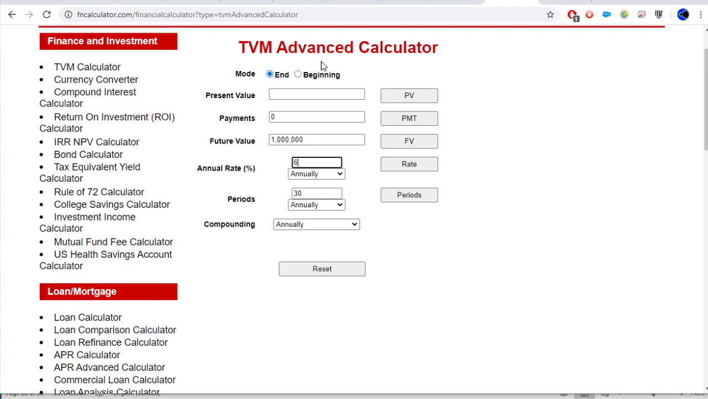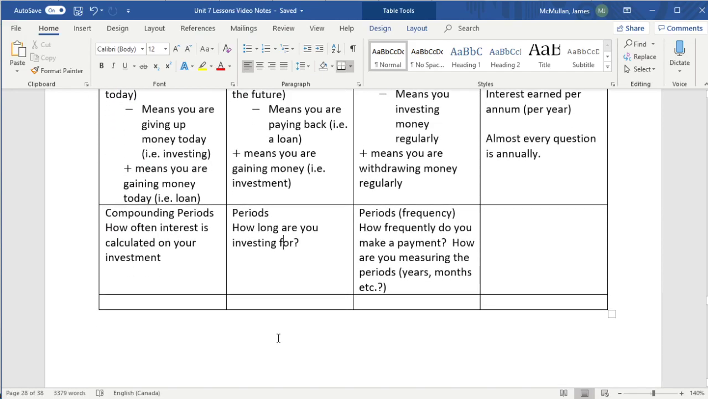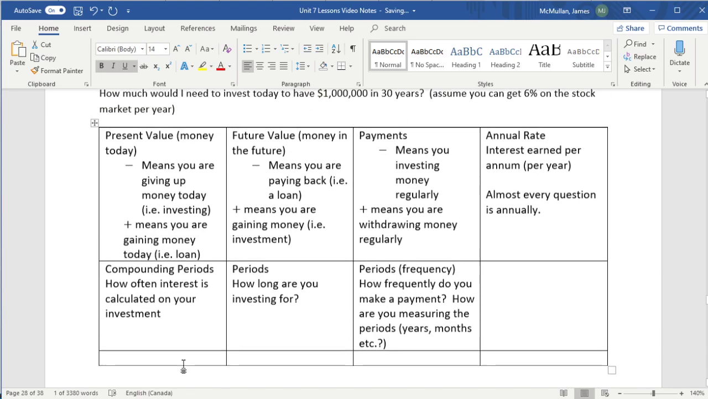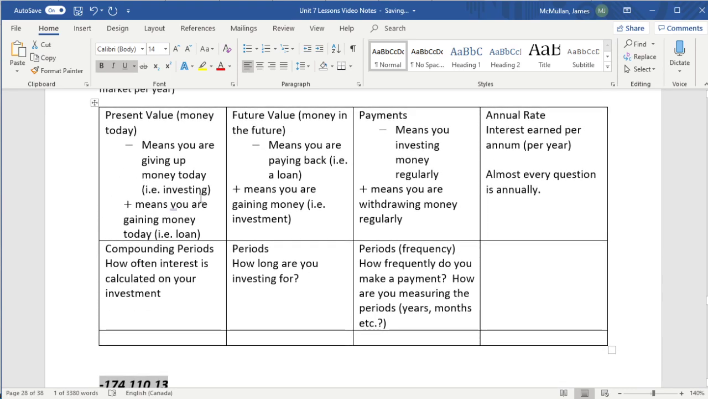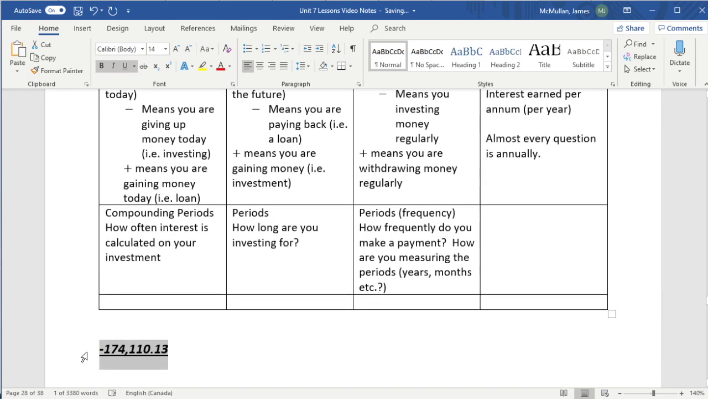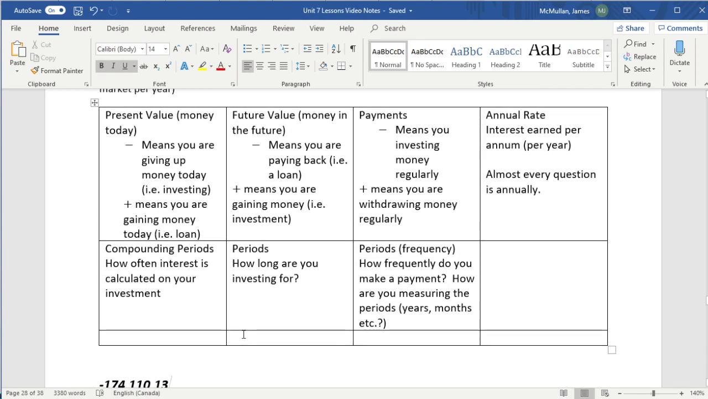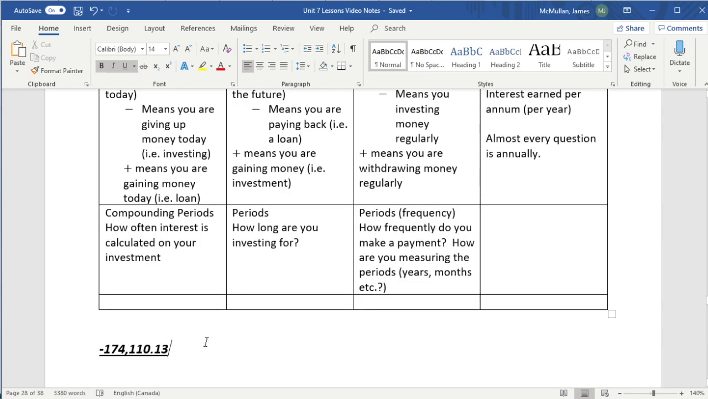By the way, at the top here, end or beginning, you just always have it on end. We don't even need to do that. So when I click PV, what it tells me is that I would need to have $174,000 today so that I could invest it, and in 30 years it would be worth $1 million. Now again, if you think about this, this is almost like 5 times as much money, right? Just for letting it sit there.